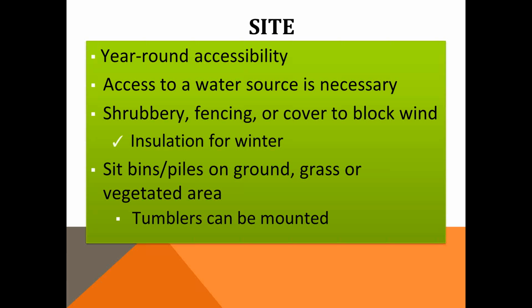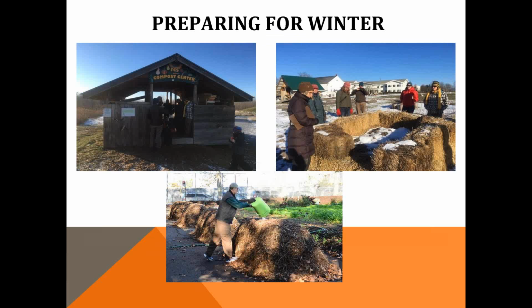You need access to a water source, the hose. Most gardens will have that, but if you're not at a garden, you need that. If you can get shrubbery or fencing or cover to block wind, that's a good thing for insulating in the winter. For most bins and piles, you'll want to set that on the ground, grass or a vegetated area, because you need the microbes to come up from there. And then tumblers will typically be mounted, or they don't need to be touching the ground because you'll add soil to those.